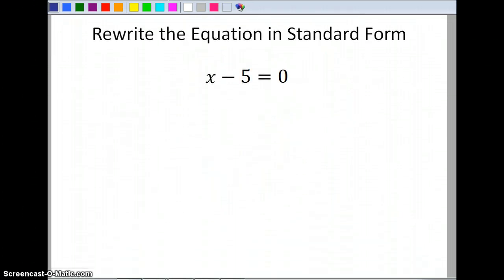Now we're going to rewrite this equation in standard form. Uh-oh, what's missing? There's no y. But that's okay, it's going to work exactly the same. There's just no y to write. So I'm going to put it in order. Constants go across the equal sign. So I'm going to add 5 to both sides. And I simply end up with x is equal to 5. And I'm done.